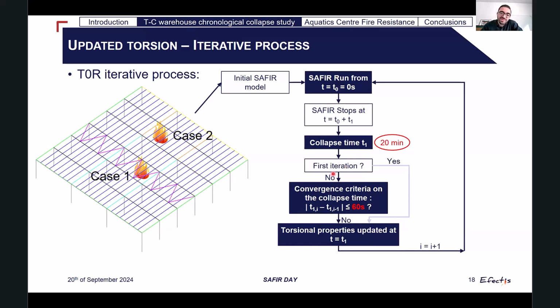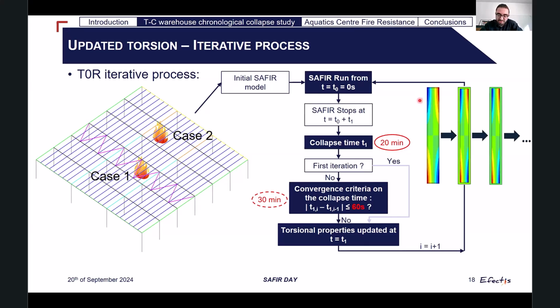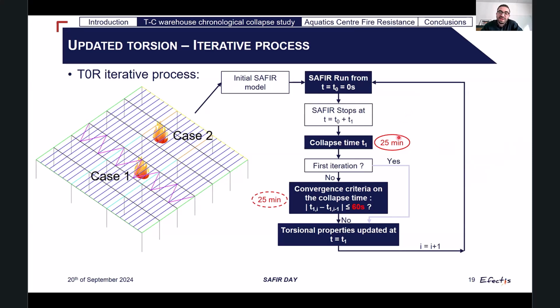And I have to ask myself, is the time at which I calculated the torsional properties coherent with the collapse time? So here, remember, I calculated the torsional properties at 30 minutes. So here the convergence criteria is not met. So I need to update again the torsional properties, this time at 20 minutes. And I do this again and again and again until I finally reach an iteration where I get a collapse time of 25 minutes, where I calculated the torsional properties at 25 minutes. So the convergence criteria is met.